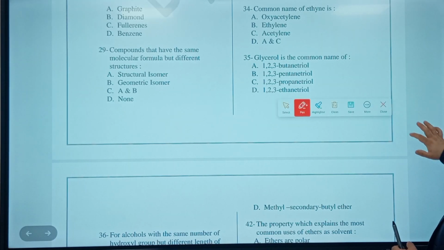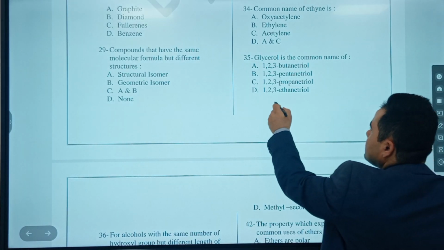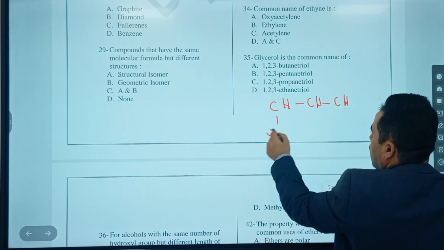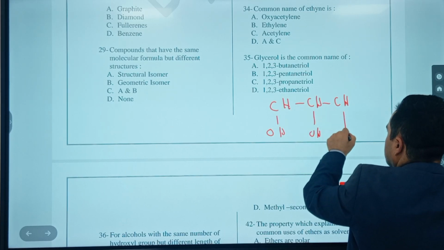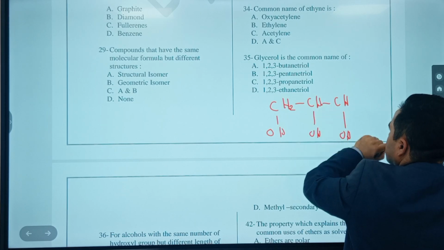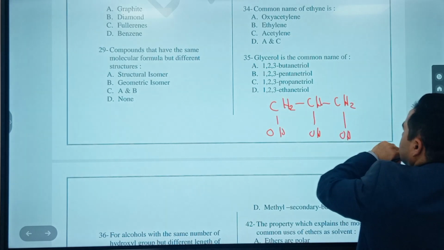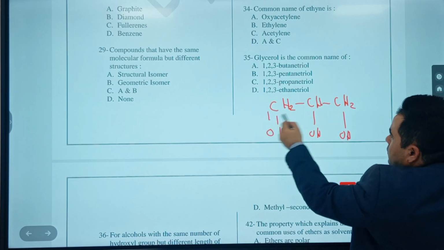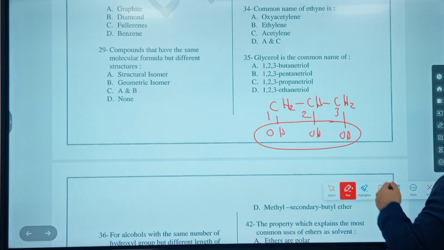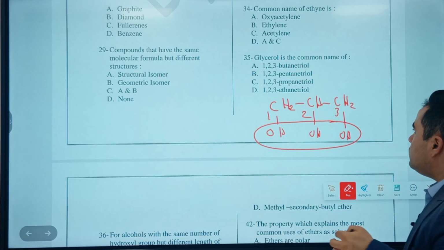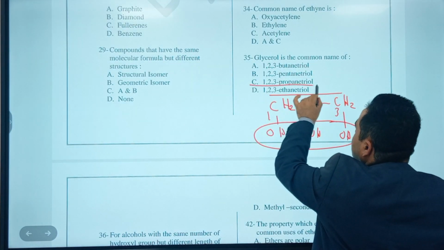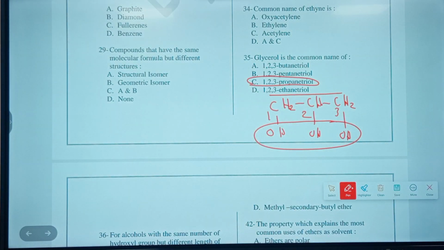Glycerol is a common name of which of the following? Glycerol is this, guys. OH, 1, 2, 3, CH2, CH2. 1, 2, 3, we have got 3 hydroxyl groups. We have to use triol, and this is what? Propane. So 1, 2, 3, propanetriol is the correct answer.